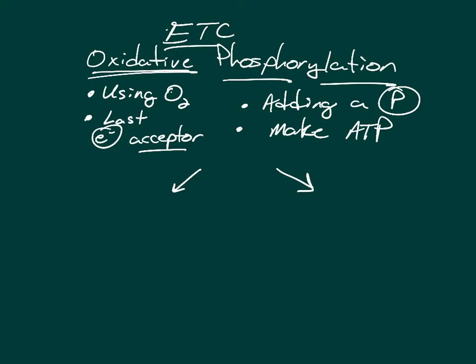So oxidative phosphorylation, or ETC, is broken up into two steps. First is chemiosmosis, right? And in chemiosmosis, what are we doing? Moving the hydrogen from low to high.